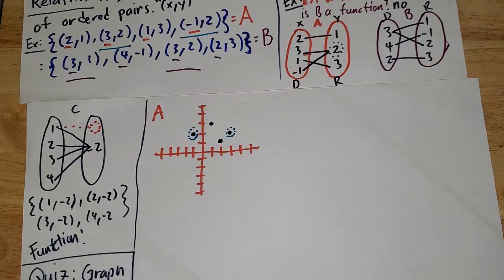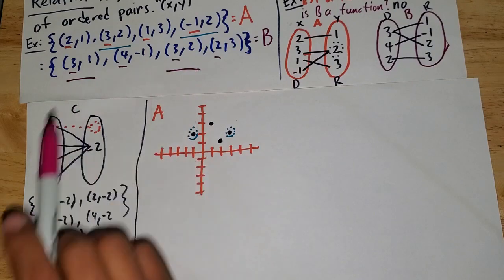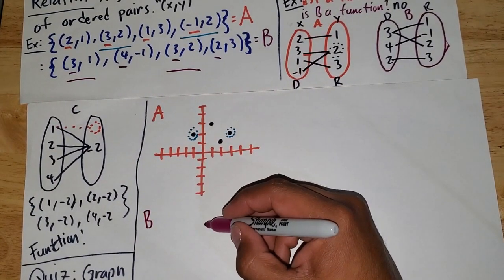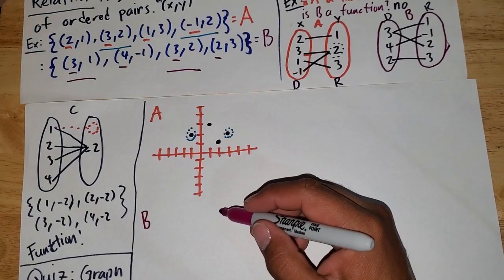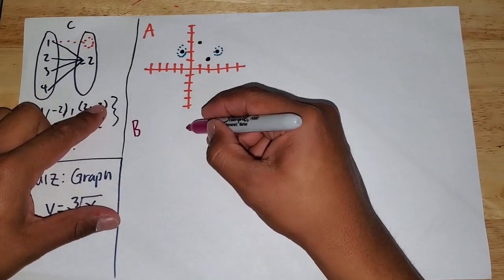But now let's graph B, because that one was not a function, and we know the ordered pairs that made it not a function were these two. So let's see how that looks on a graph. So I'll move this out of the way so I can move this up and you guys can see me graph it.